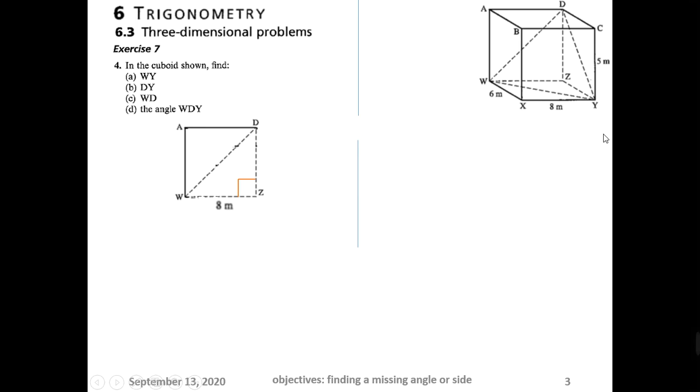This is 8 meter because XY is parallel to WZ. So WZ is equal to XY, which is 8. And again, DZ is parallel to CY. So if they're parallel and equal, DZ is actually equal to 5. So 8 meter is the horizontal side, 5 is the vertical side, and WD is the hypotenuse.